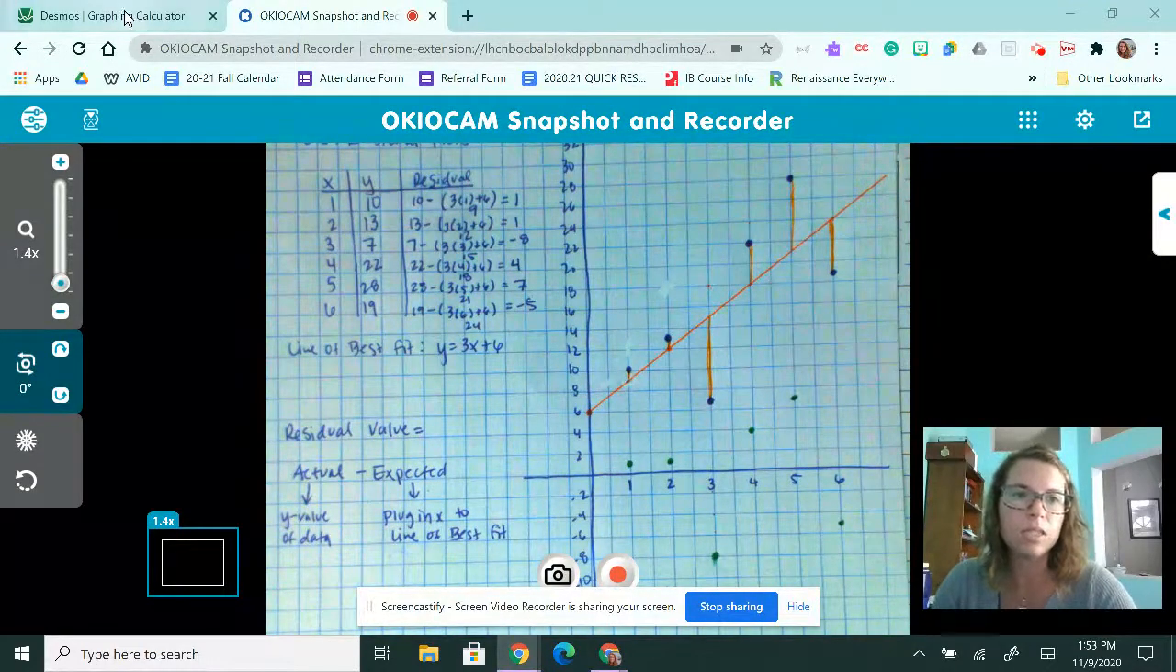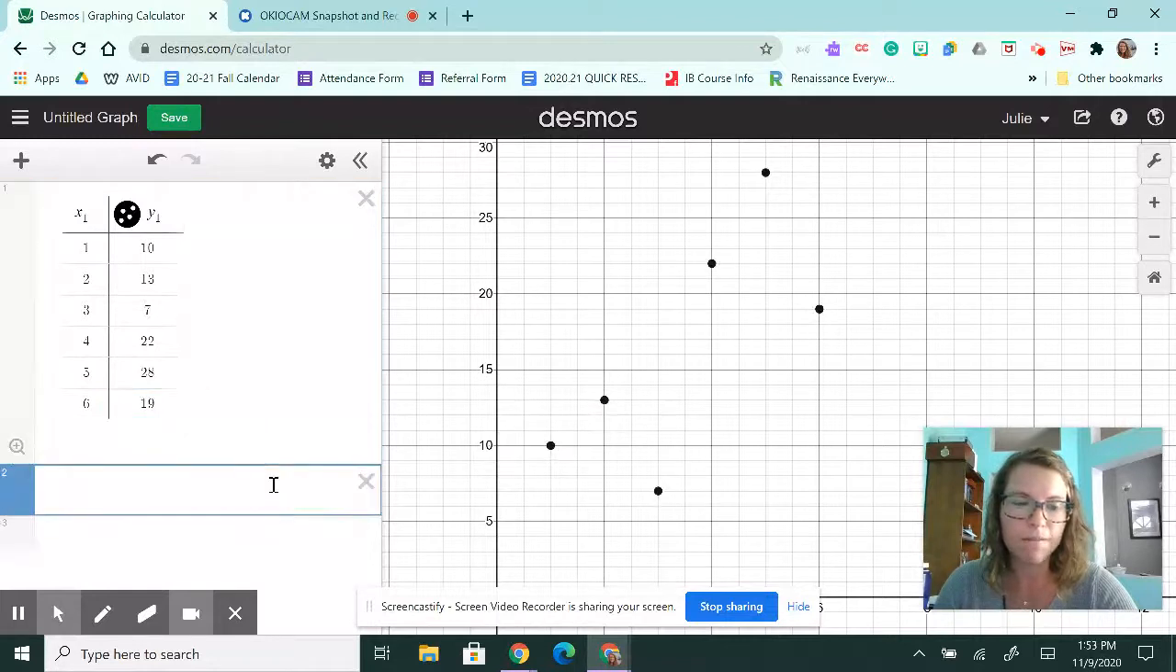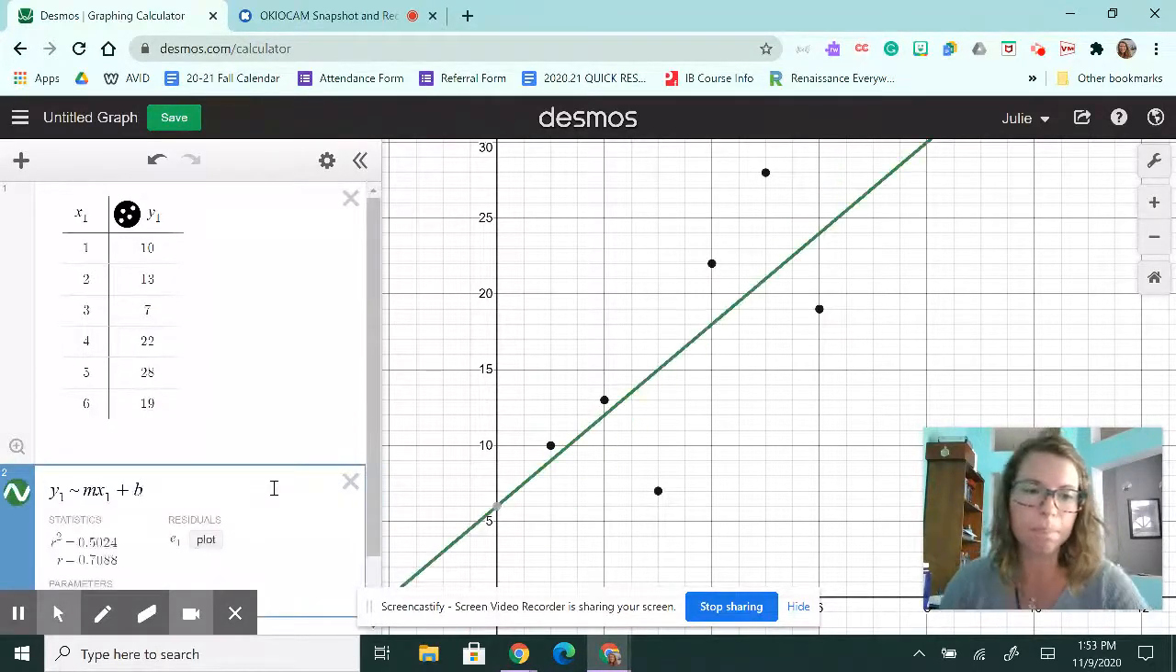All right, let's go to Desmos. Here's the same exact data. So hopefully this looks exactly the same. So this is a little bit faster. So we're going to do the same thing we did finding our correlation coefficient. So y1 squiggle mx1 plus b.